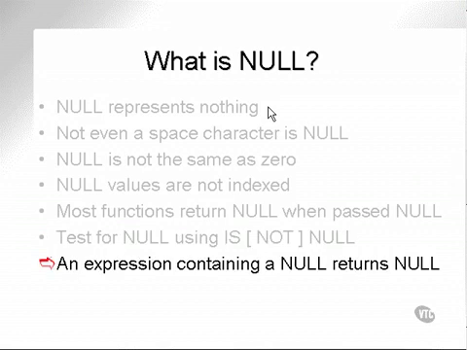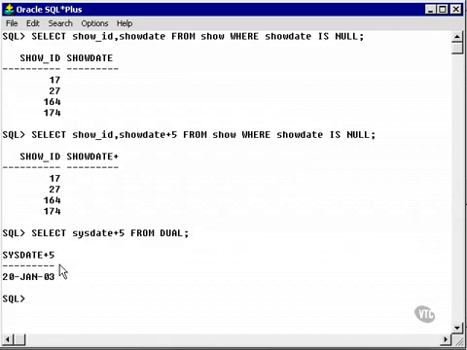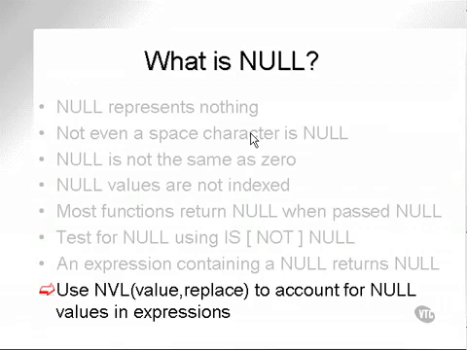In general, an expression containing a null will always return a null. As we saw in the previous example, where we selected show date plus 5. The show date is null, add 5 to it, we get a null answer. There's a function in Oracle called NVL. What this does is allow you to replace a null value with a literal value, such as a 0 or an empty string, or even any string you would like to replace it with.